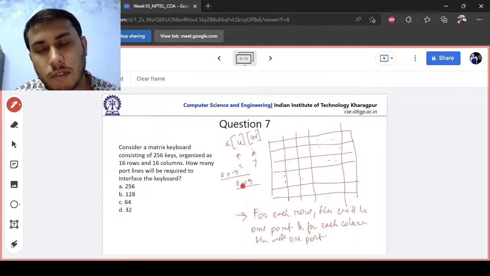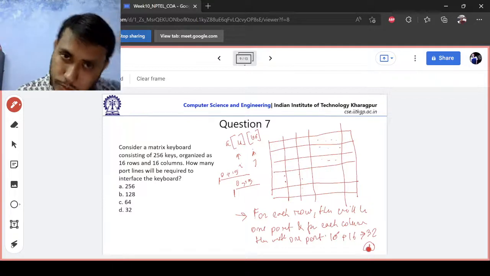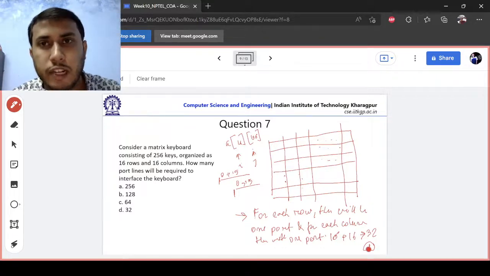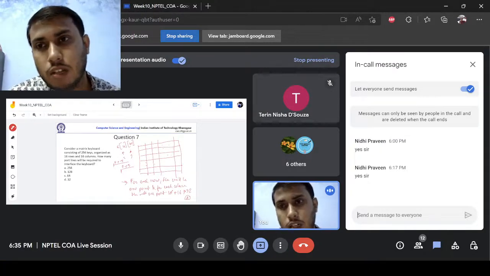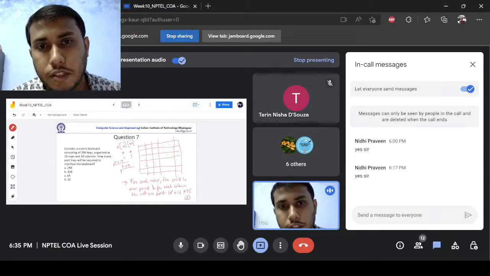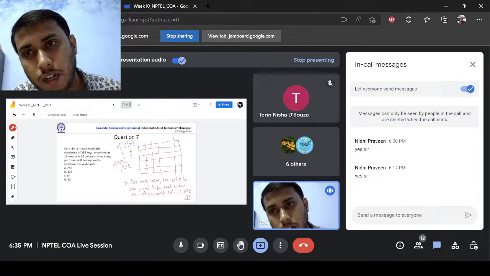So this comes from the basic application of arrays. How many addressing here? 16. And how many addressing here? 16. So total addressing you require is 16 plus 16, 32. So the correct answer is option D. Clear? If you have any doubt, I will repeat it once again. It is said that the keyboard is a matrix keyboard of 256 keys organized as 16 rows and 16 columns. How many port lines will be required to interface the keyboard?